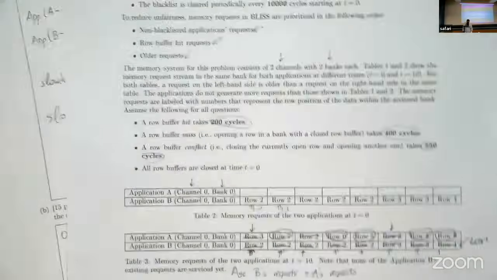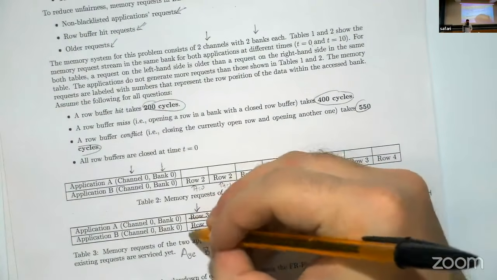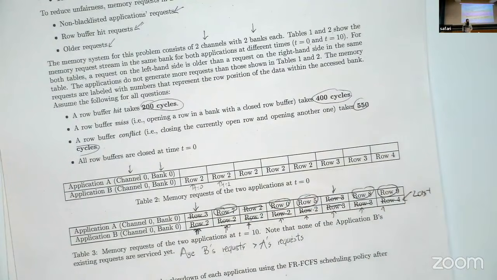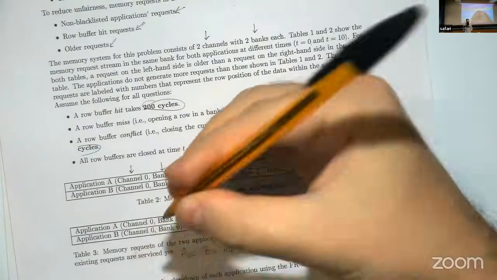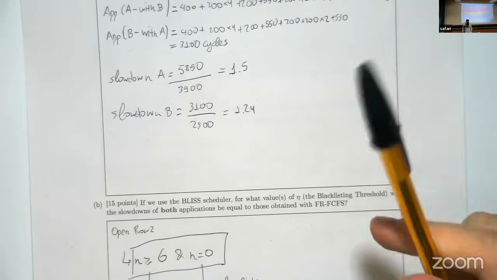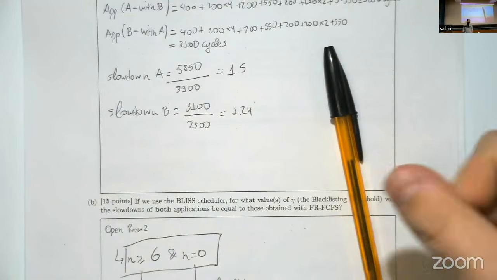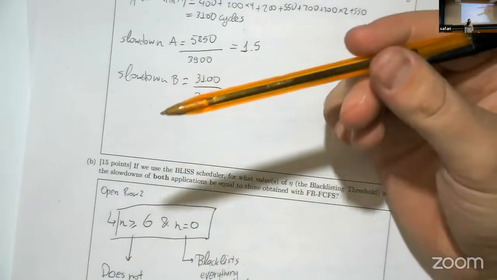Let's see. You want the same slowdown, right? That's the thing. If you do not assume that both are blacklisted, then you might start with application A first. But if at n equals 0, both are blacklisted, you start with B. That's why you need to guarantee the slowdown is the same. Okay. Is it clear? Yeah. I mean, maybe you can find an n that guarantees the slowdown is exactly the same, right? But do not go into brute forcing the n.